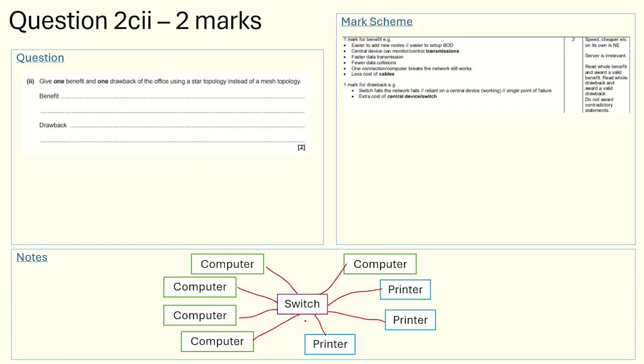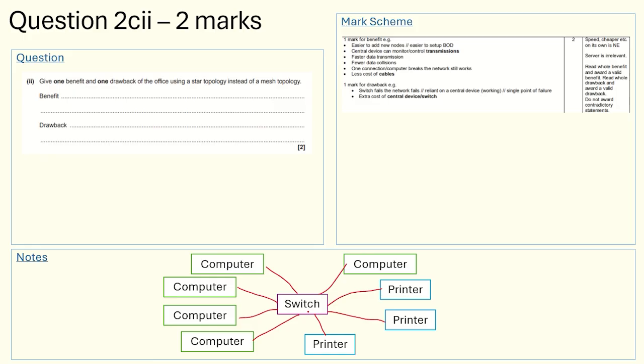The central device can monitor and control transmissions. So the switch's main purpose here is to control data transmissions between these different nodes or devices. It means it's faster because the switch does a very good job of moving those packets around to their correct destination. It also means there's fewer data collisions because all the devices aren't connected to each other. They're all connected to the switch.